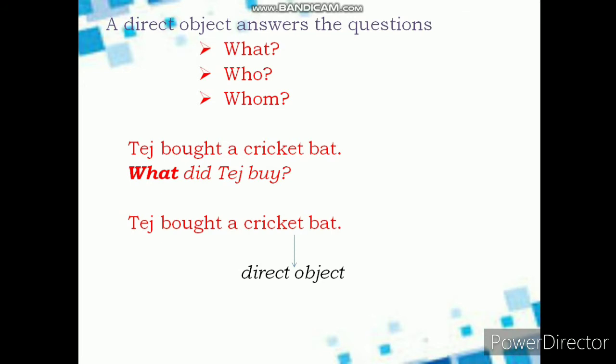Direct objects are the ones directly acted on by the action word or verb. A direct object answers the questions what, who, whom. Now see the example. Tej bought a cricket bat. What did Tej buy? Tej bought a cricket bat. Here the cricket bat is the answer of the question what. So cricket bat is direct object.